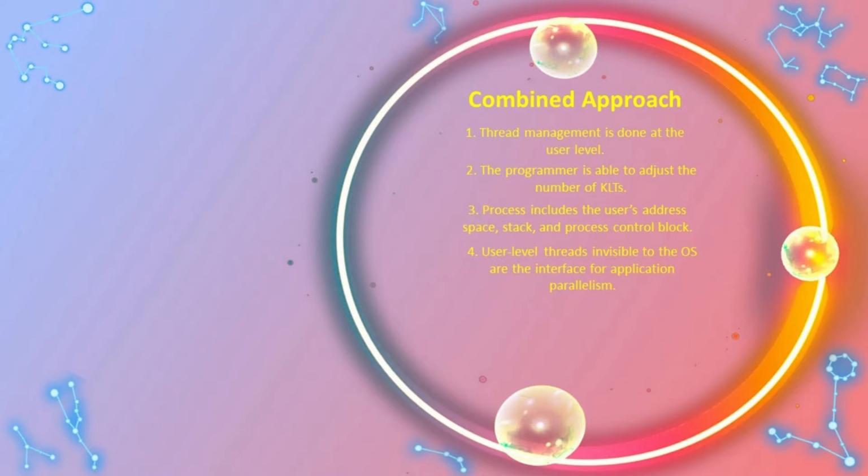User-level threads, invisible to the OS, are the interface for application parallelism. Kernel threads are the unit that can be dispatched on a processor. Lightweight processes: each LWP supports one or more ULT and maps to exactly one KLT.